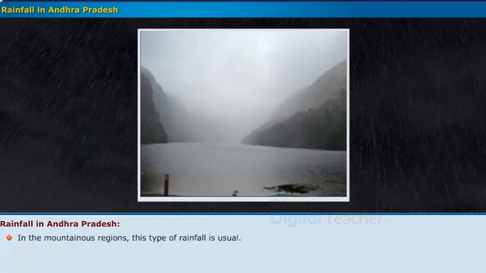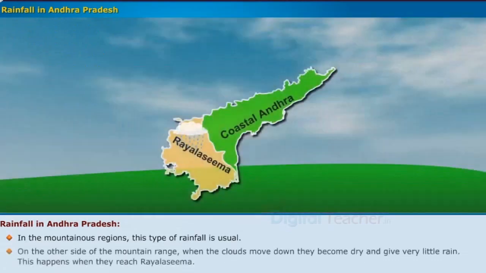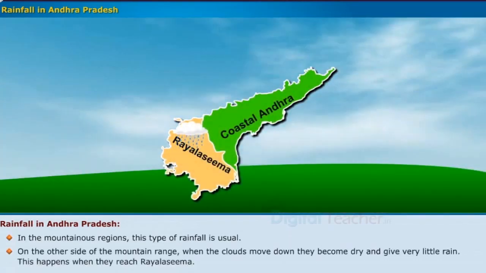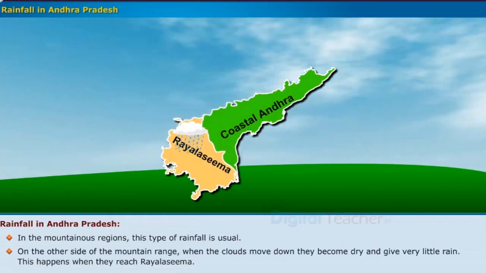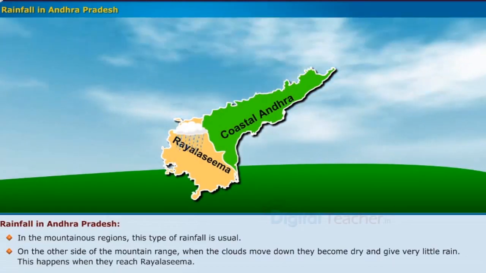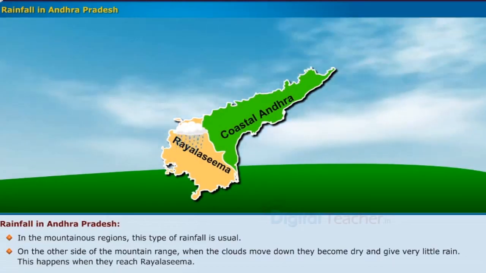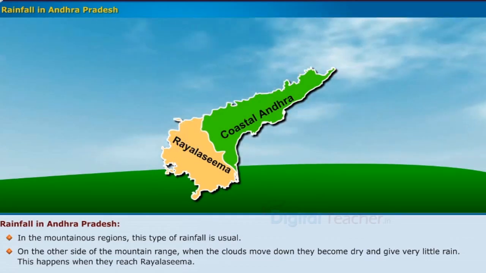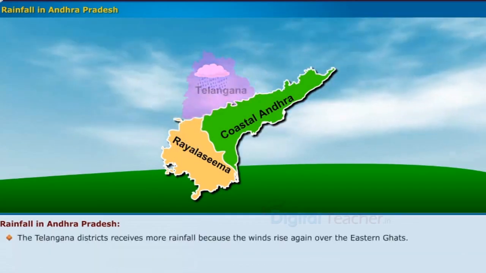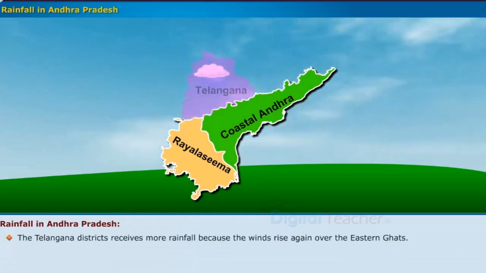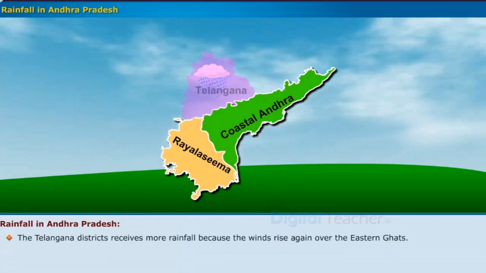In the mountainous regions, this type of rainfall is usual. On the other side of the mountain range, when the clouds move down, they become dry and give very little rain. This happens when they reach Rayalaseema. The Telangana districts receive more rainfall because the winds rise again over the Eastern Ghats.